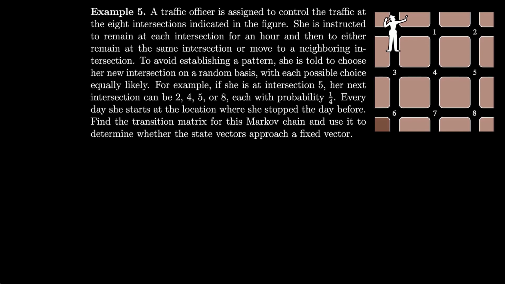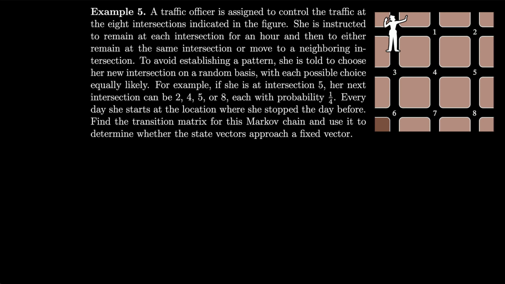Let's do another example. Suppose that we have a traffic officer assigned to control the traffic at the 8 intersections indicated in the figure. She is instructed to remain at each intersection for an hour and then to either remain at the same intersection or to move to a neighboring intersection. To avoid establishing a pattern, she is told to choose her new intersection on a random basis, with each possible choice equally likely. For example, if she is at intersection 5, her next intersection could be 2, 4, 5, or 8, each with probability 1/4. Every day, she starts at the location where she stopped the day before. Find the transition matrix of this Markov chain and use it to determine whether the state vectors approach a fixed vector. So let's say over here at 5, it means that she could go here, here, here, or stay on 5. 4 different possibilities, each with equal probability 1/4.